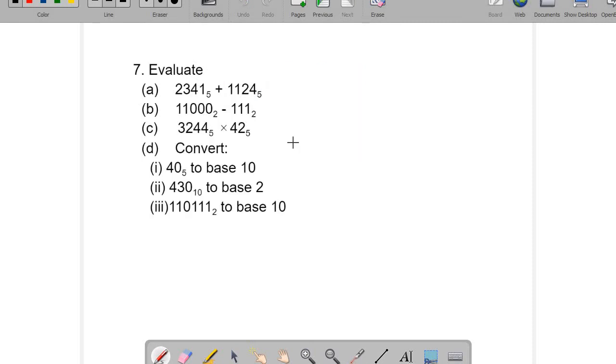Alright, so let us do some questions involving different number-based systems. It is very similar to when you're doing operations involving numbers in base 10. Alright, let me explain. So let us do question A.